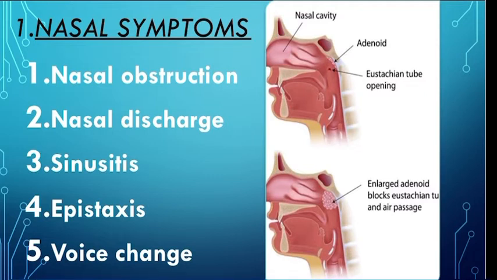Sinusitis. A primary maxillary sinusitis may lead to infected and enlarged adenoids. Whenever there is maxillary sinusitis, that will also be a cause for the enlarged adenoids. Epistaxis. When adenoids are acutely inflamed, epistaxis can occur with nose bleeding. Whenever the adenoids are inflamed, on nose blowing, the person starts bleeding from the nose. Voice change. Voice is toneless and loses the nasal quality due to nasal obstruction. These will be the nasal symptoms.